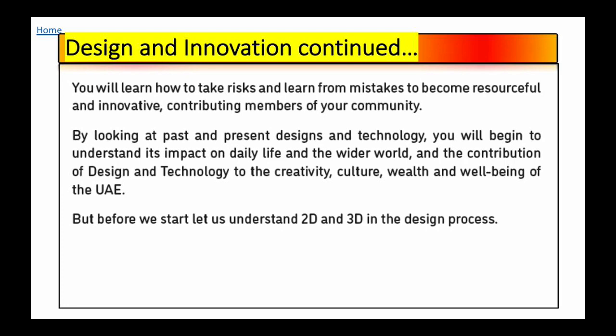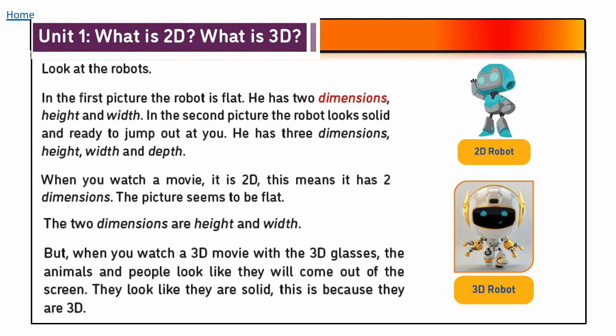Now let's look at the 2D and 3D in our design process. What is the meaning of 2D? 2D has two dimensions, height and width. On the right, you have two sets of pictures, one being a 2D robot and the other one being a 3D robot. The 2D robot has two dimensions, height and width, whereas the 3D robot has three dimensions, height, width, and depth.